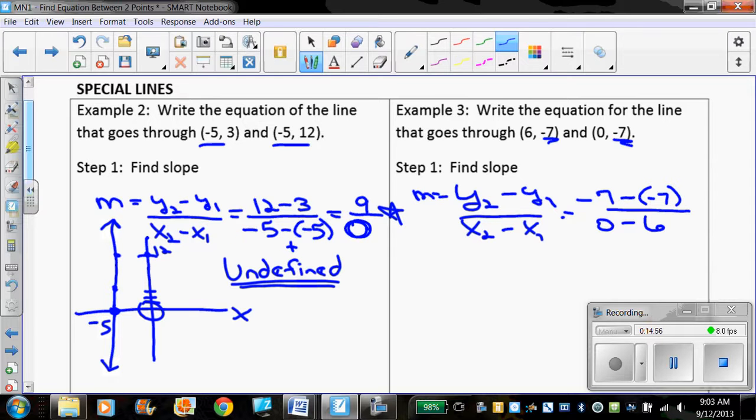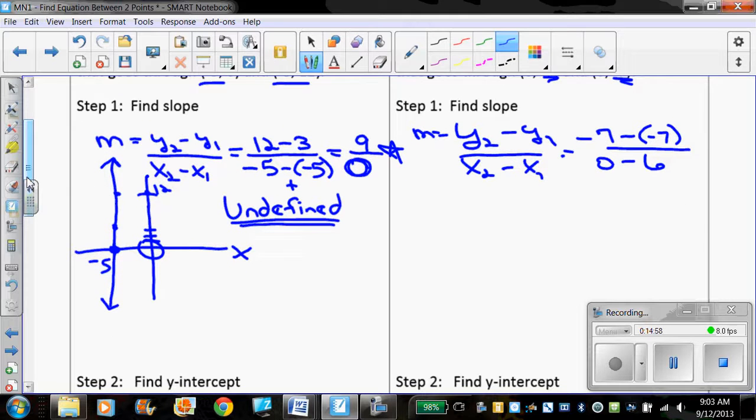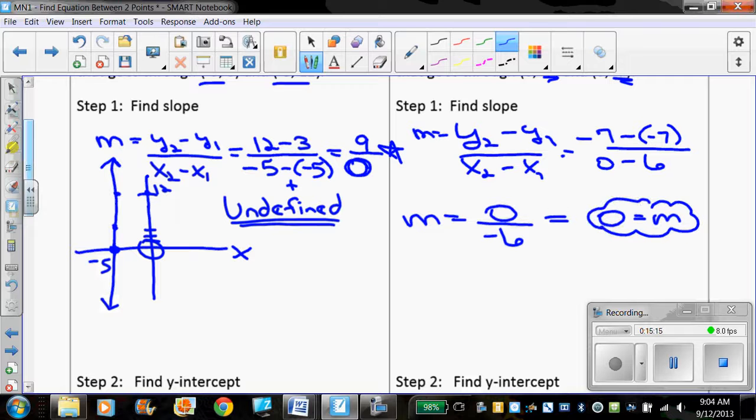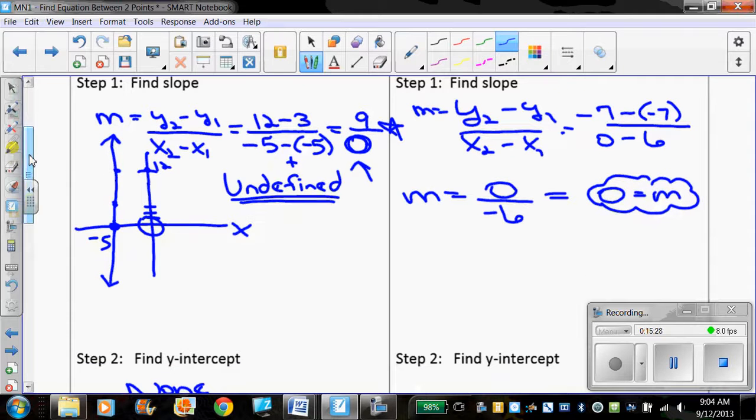Now this is a little different. Here, instead of having a 0 in the denominator, we actually end up with a 0 in the numerator. And if you have a 0 in the numerator, that's okay, but it's going to give you a slope of 0. So my slope here is 0. That's just going to be 0, because 0 divided by negative 6 is 0, kind of like 0 times negative 6 is 0. Over here on the left side, though, that's a 0 in the denominator. That's a problem.